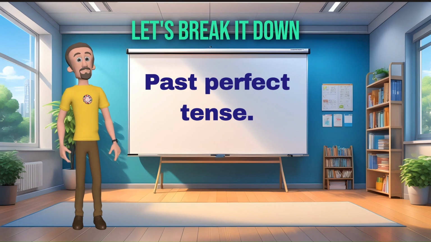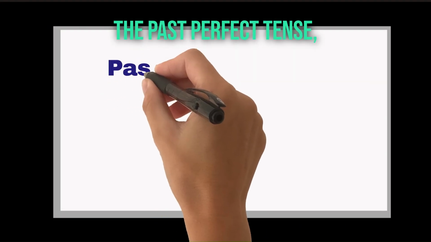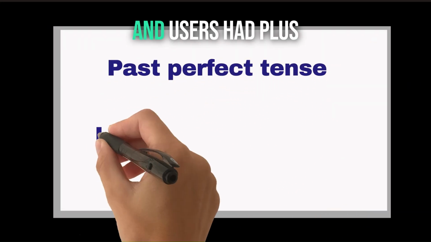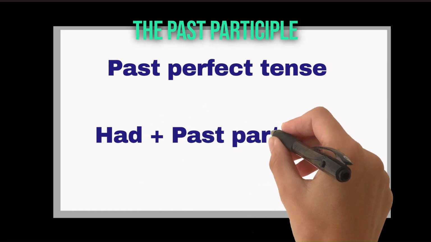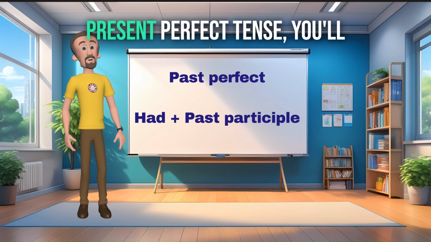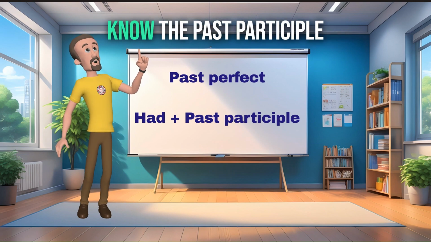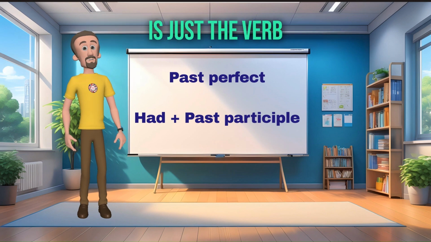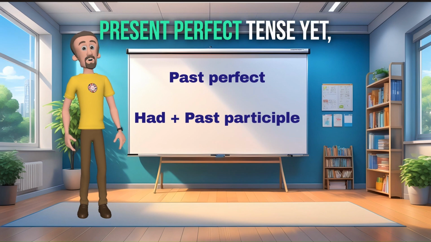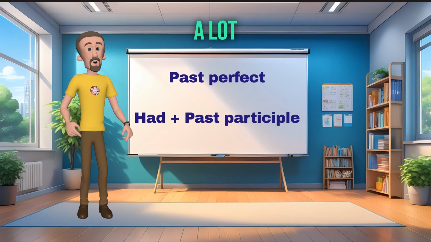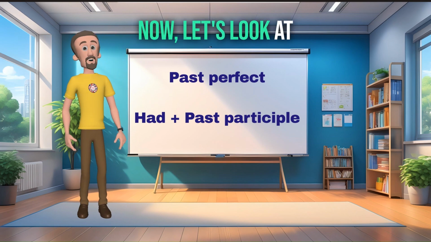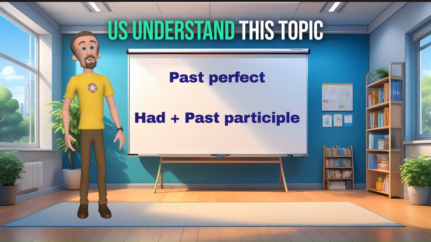Let's break it down. The past perfect tense describes something that happened before something else in the past and uses had plus the past participle. If you watched our last video about the present perfect tense, you'll know the past participle is just the verb with ed added. If you haven't seen that video yet, it will help you a lot, so I'll put a link at the end of this video. Now let's look at some examples to help us understand this topic.